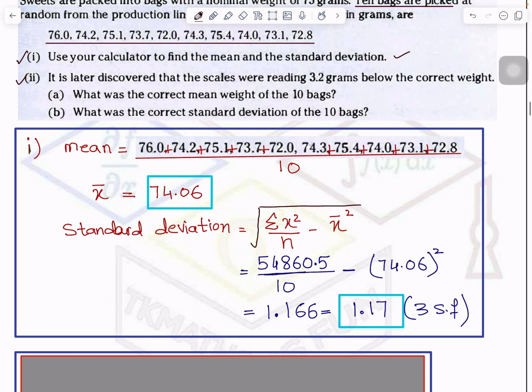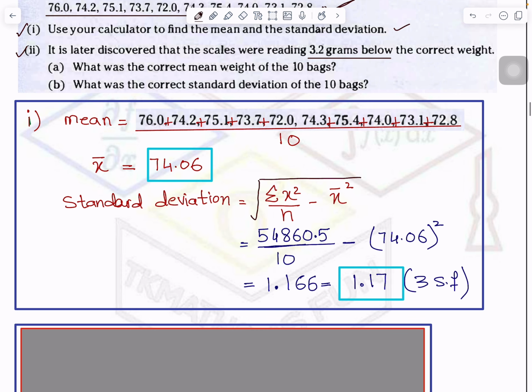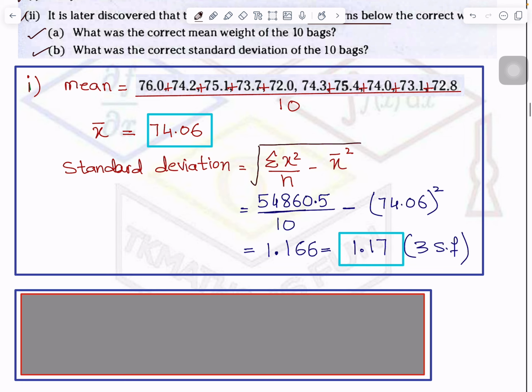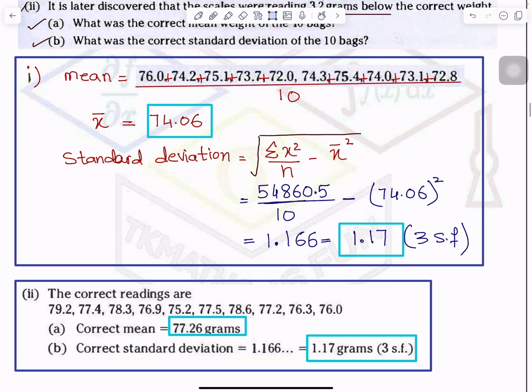Now part 2 is saying it is later discovered that the scale was reading 3.2 gram below. So it means all these readings are what? Actually, you have to add 3.2 to each of these readings, right? Because the scale was not correct. It was 3.2 gram below. So now you have to calculate the correct mean and correct standard deviation. So if you see here, the data is changed now.